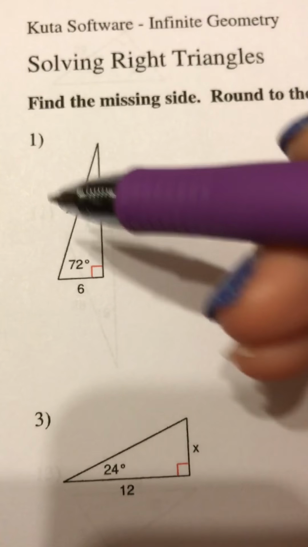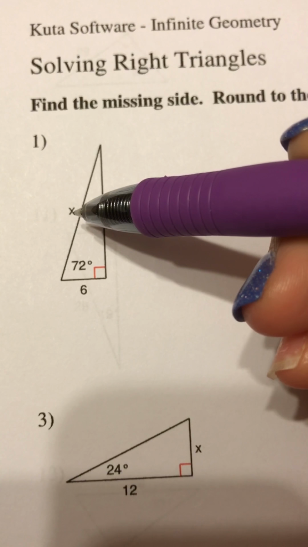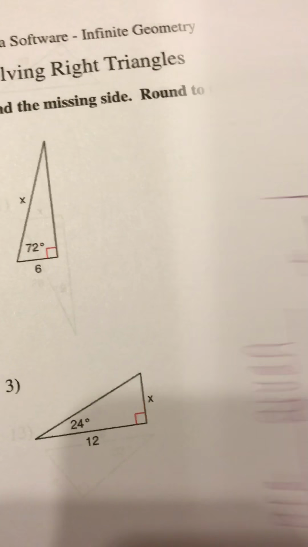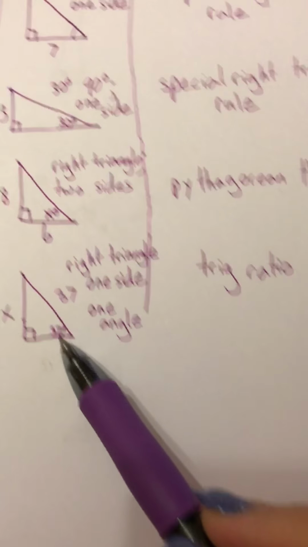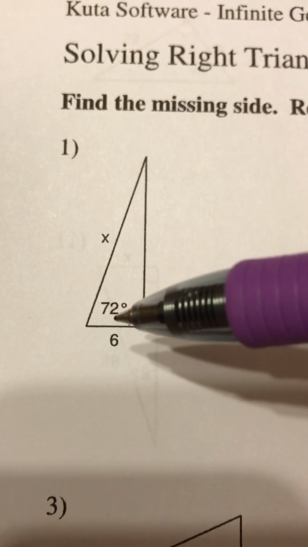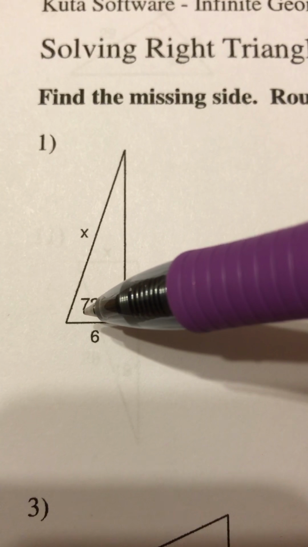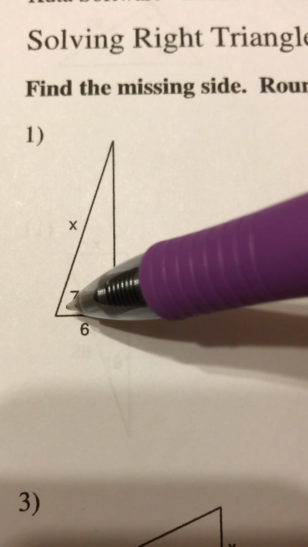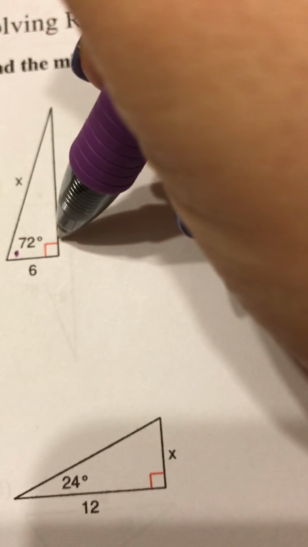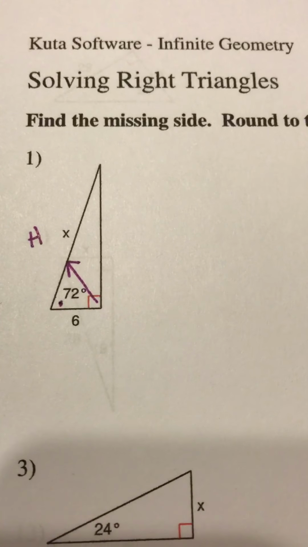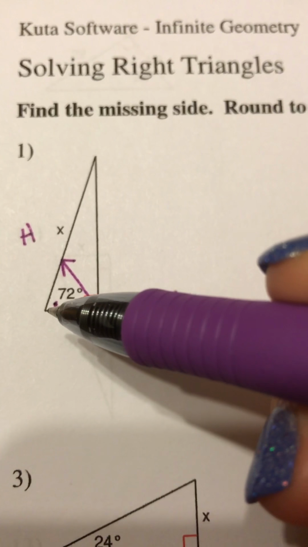So anytime we're working with these, I see that I have a right triangle and I have one side and one angle. And I'm looking for a missing side, so I know I'm going to have to do a trig ratio. So first thing I need to do is label my sides. Remember, we label them based off of the reference angle, and our reference angle here is the 72 degrees. My hypotenuse is always directly across from my right angle, so I know that's H. This 6 right here is touching the angle that I'm given, so I know it's adjacent.